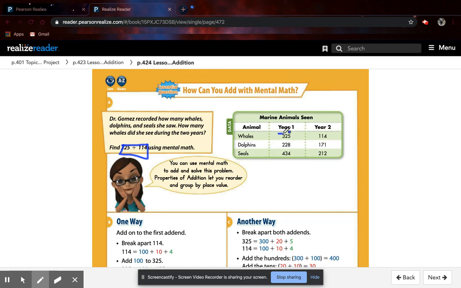So the year 1 here, that's where they get the 325, and the year 2 here, 114, because they're asking how many whales she saw in the 2 years. So our data table comes in handy if they wouldn't have given us the equation, but since they did, I just wanted to highlight the information where they got those numbers. And the little speech bubble says, you can use mental math to add and solve this problem. Properties of addition let you reorder and group by place value.